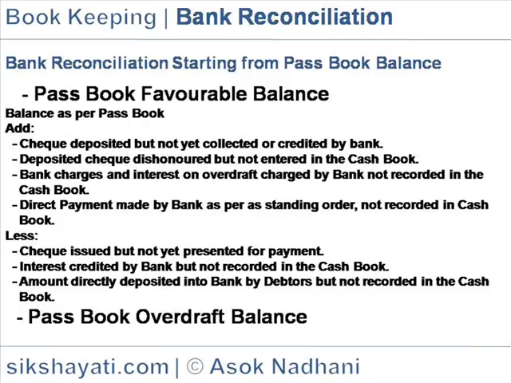Bank reconciliation statement starting from passbook balance. Passbook favorable balance: starting with passbook favorable balance, we have to ascertain the impact of each item on the cash book favorable balance, that is, whether the item increases or decreases the bank book favorable balance. Accordingly, the items would be added or deducted.